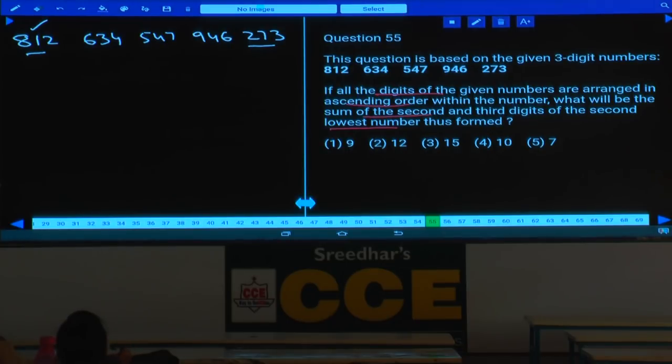Now what is the question here? What is the sum of the second and the third digits? 7 plus 3 is 10, that is given in choice 4. Are you following this or not? Yes, what have we done here?